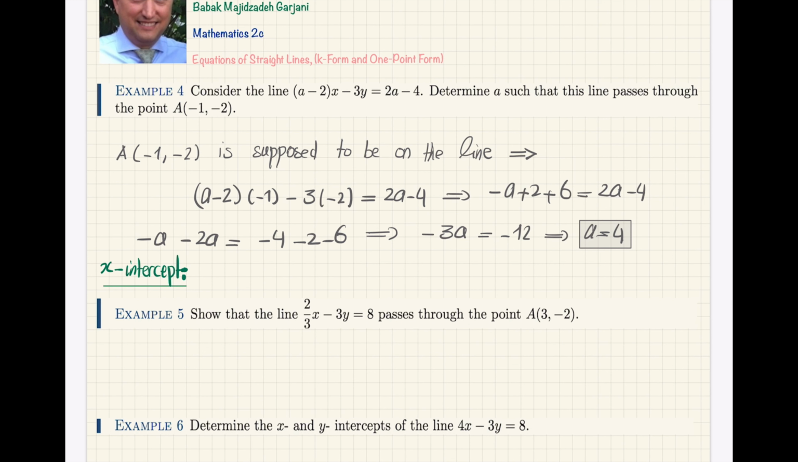So for the x-intercept, you just set y to 0 and you solve for x. Exactly. I have to put y equal to 0. Very good. So I put y equals 0. Then what happens? It becomes a minus 2x. It was not easy to predict before calculation. So 2a minus 4. Then let us see what nice thing happens here. So it becomes (a minus 2)x equals 2a minus 4.